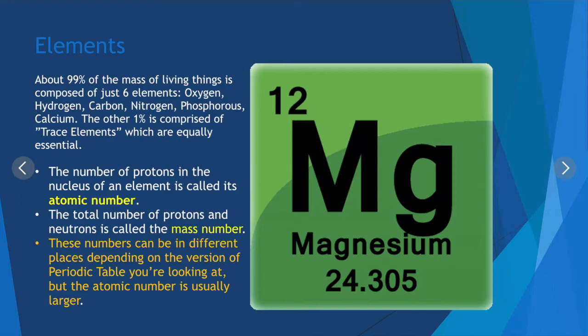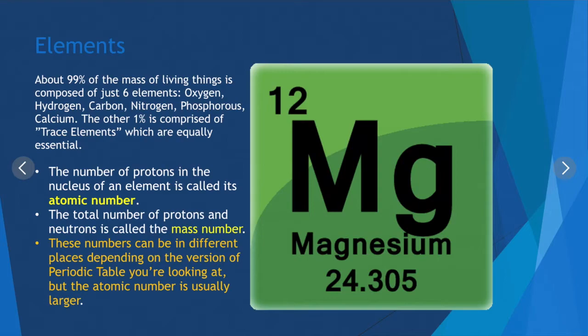And the other 1% of elements that living things are made up out of are called trace elements, and that could be zinc, mercury, iron, things of that nature. But mostly we're carbon, hydrogen, oxygen, nitrogen, phosphorus, and calcium, okay? 60% of the human body is water, and that's just hydrogen and oxygen. So 60% of humans are just hydrogen and oxygen there, okay?